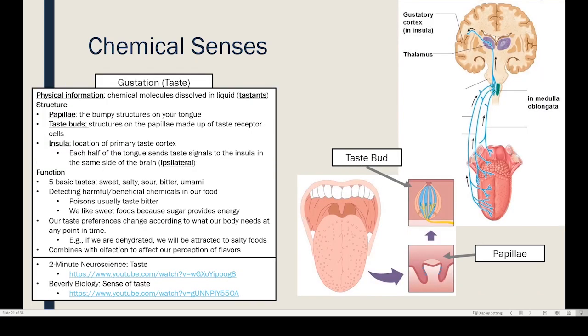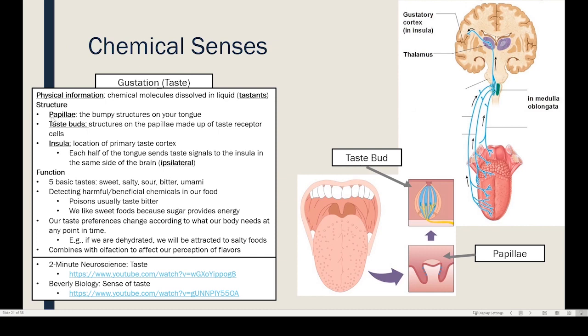So looking first at gustation, or taste. Remember, the physical information for both these senses is going to be chemical molecules. But in this case, it's chemical molecules that are dissolved in some kind of liquid, and we call them tastants. So the structures here, obviously, taste comes from your tongue.